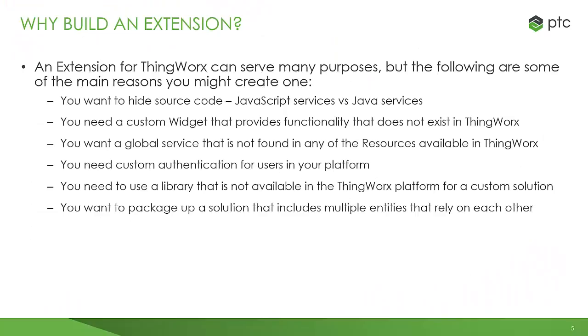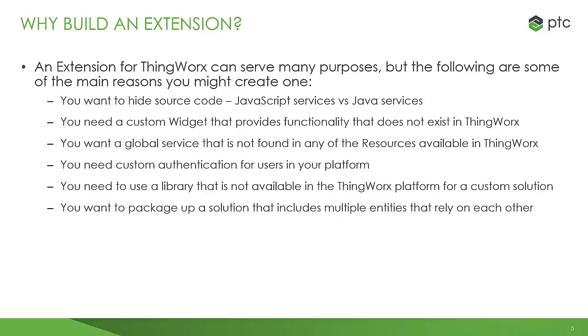Why build an extension? Building an extension for ThingWorx can be useful for a few reasons in particular. If you want to hide the source code of your custom services, you can do this by writing them in Java instead of JavaScript. If there is custom functionality you want for a widget that does or does not yet exist, writing a custom extension can allow you to implement this or modify existing functionality. If you want to add a new resource that houses services to be used globally throughout ThingWorx, if custom authentication is desired for integration with your company's SSO or Active Directory, an extension can be used to create this functionality.